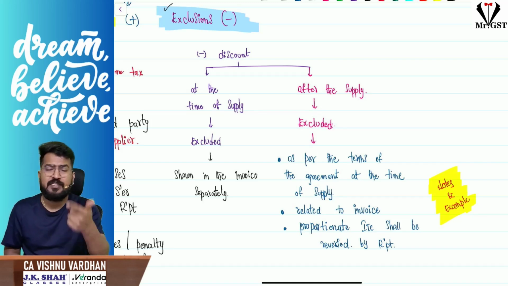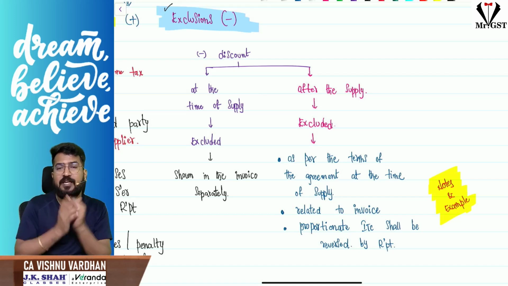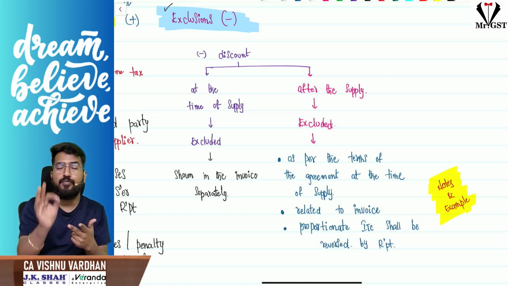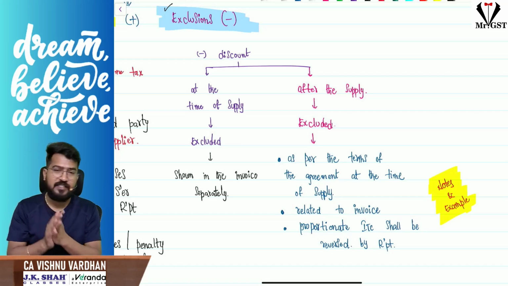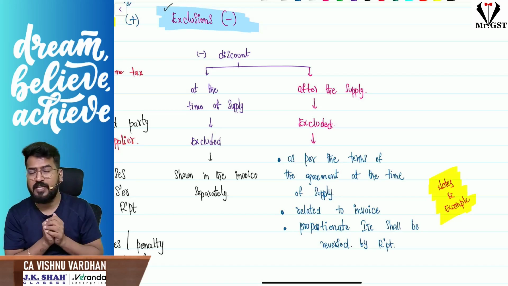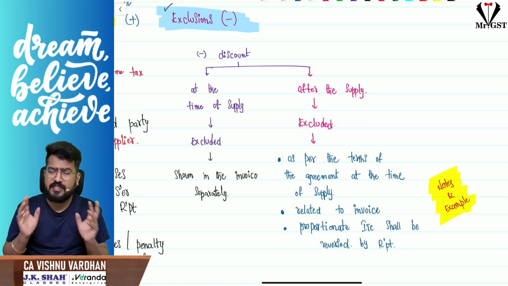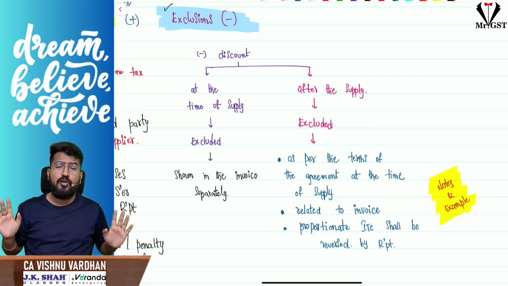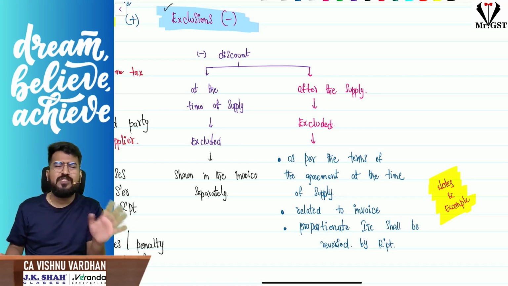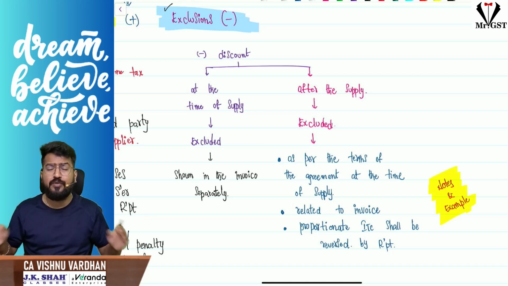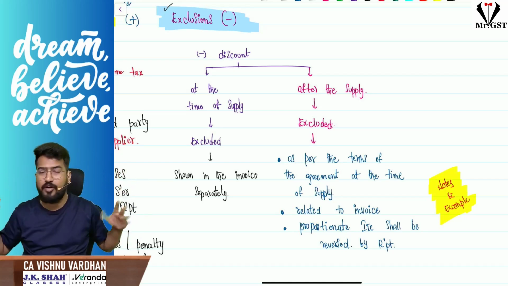Number 2, that discount should be linked to a particular invoice. And number 3, sir, proportionate ITC should be reversed by the recipient. Okay, then the discount will be excluded. Suppose you are not satisfying these conditions, it doesn't mean that law is prohibiting you from giving discount. You give discount to your customer, we are not stopping you, and show that in your books of accounts. We are not worried about that.